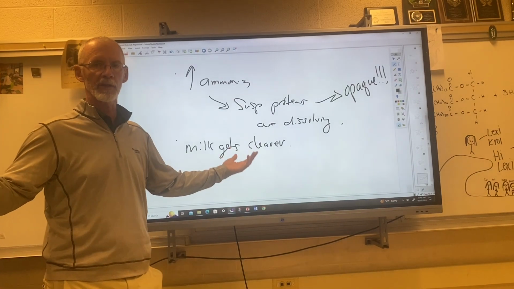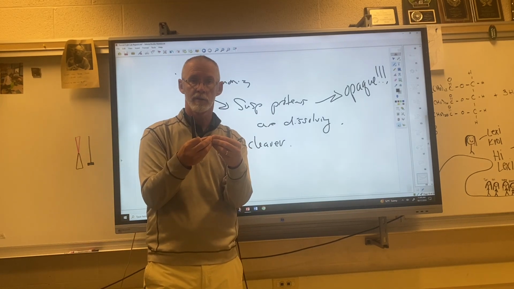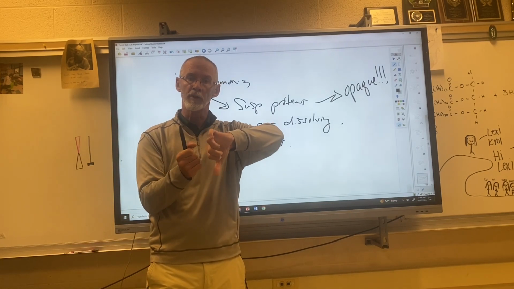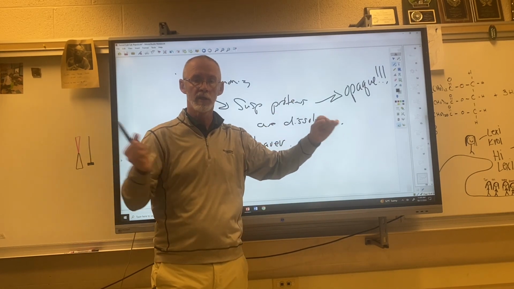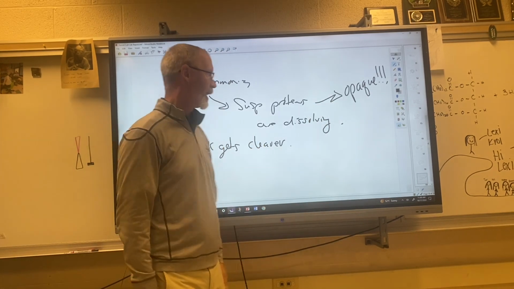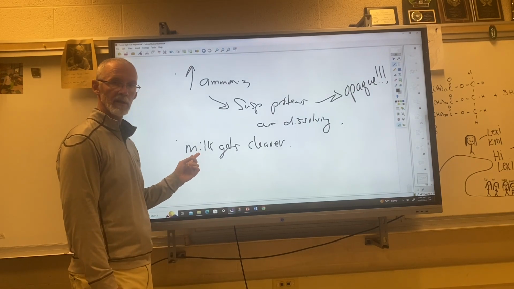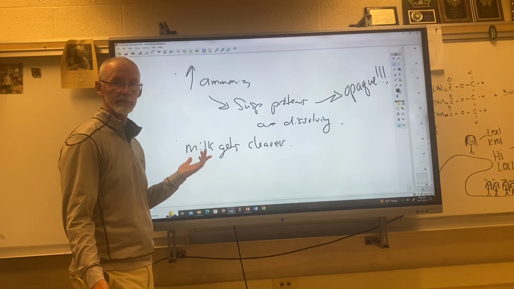Now, how does that affect real life? If you had functional proteins in cells, and they were getting dissolved and pulling out of solution, the cell wouldn't have access to those proteins, wouldn't function, and potentially, what could you do to a living cell just like you did to the milk? You could kill it.